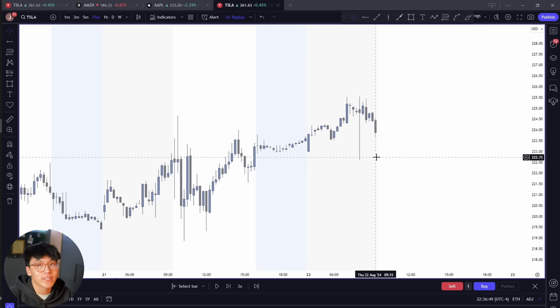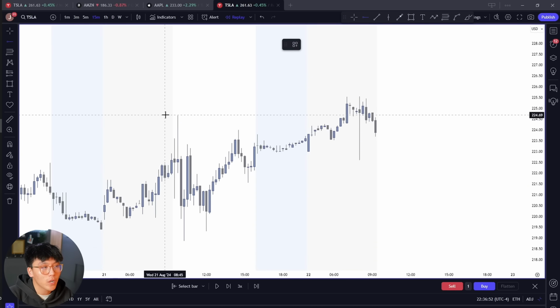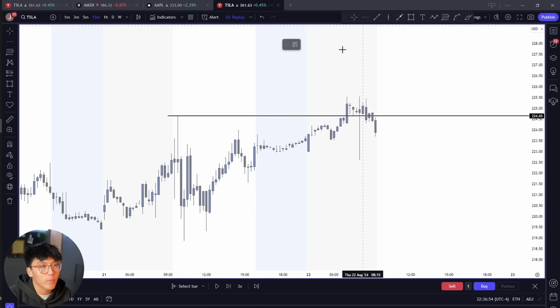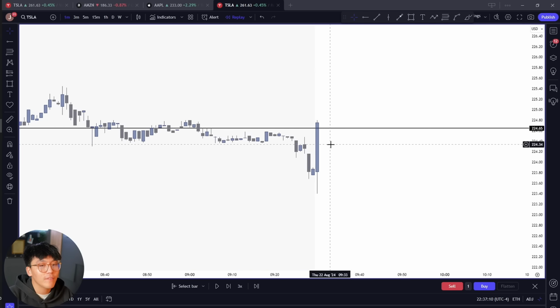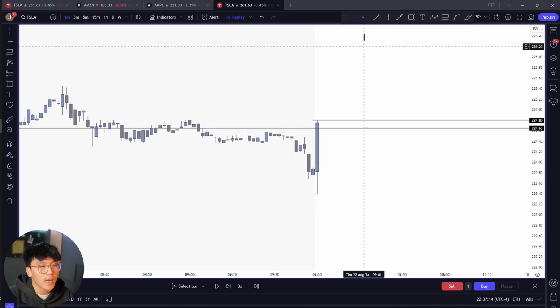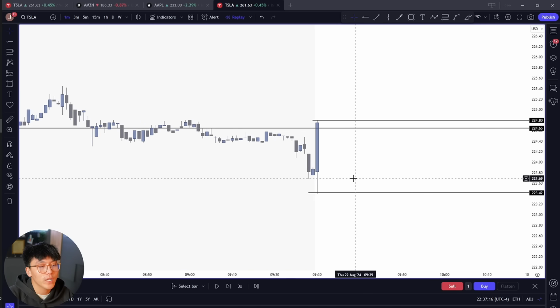So now you can see we're on the second day here, and as always, we're going to mark out your previous day's high and we're going to mark out your previous day's low. After this, we can go on to the next step, which is to mark out the first candle of market open. You can see right here we have the first candle played out, and we're going to mark out your opening range high and your opening range low candle.